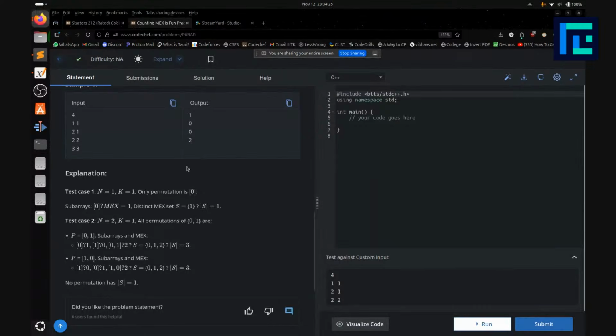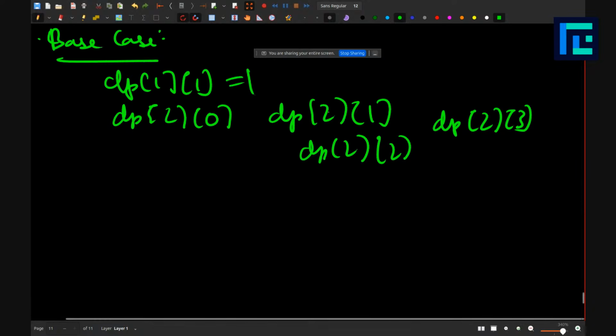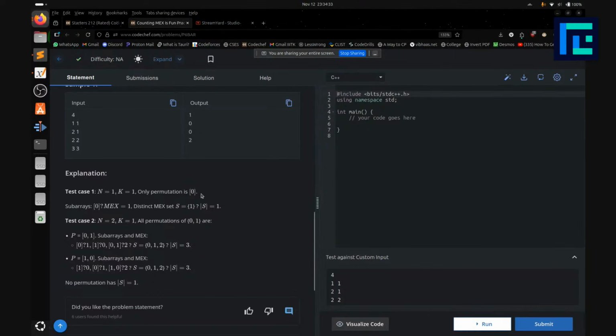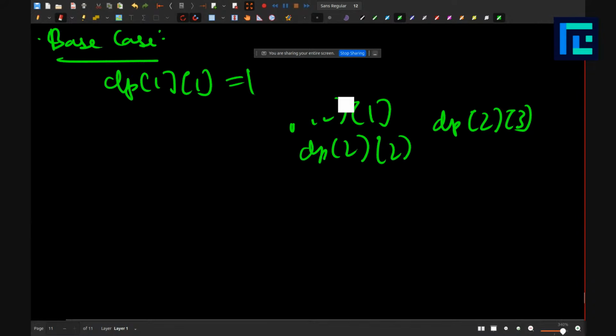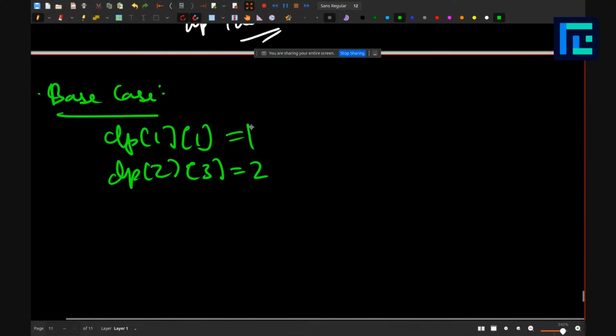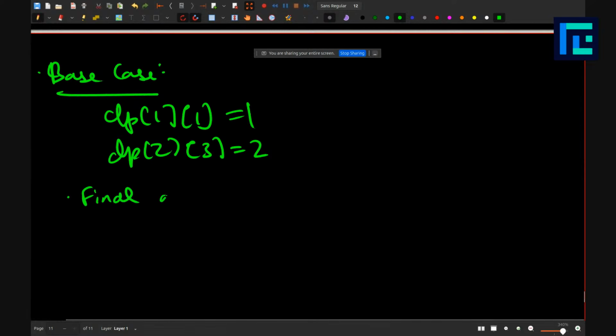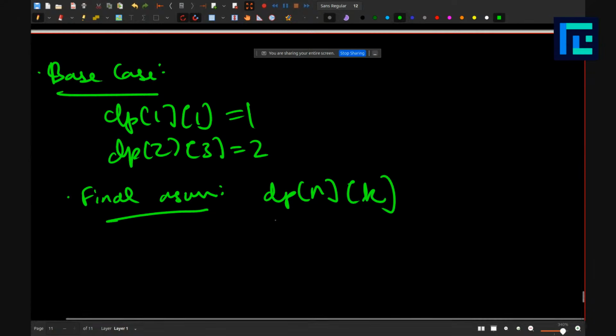Okay, now to handle the base cases, most of them are already given for us. dp 1 1 is 1, and dp 1 2 is obviously not possible since there's only one permutation. Similarly, dp 2 1 and 2 2 are 0, so let's not care about that. The only possible answer is dp of 2 3, which is 2. So these are our base cases. This is our dp transition, and our final answer is simply dp of n, k.